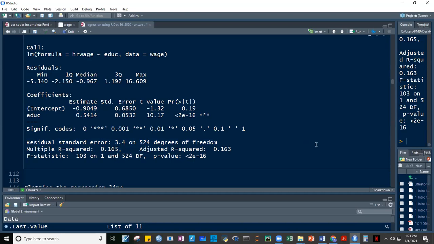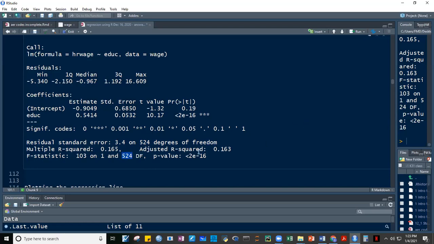Saan nanggaling yan guys? Yung degree of freedom yan, 524. Take note guys, sa ANOVA, sa F-stat, dalawa yung degree of freedom. Degree of freedom for your regression, degree of freedom for your residual. Ito yung number of regressors natin. Since k is equal to 1, isa lang siya. And then this one is n minus k minus 1.